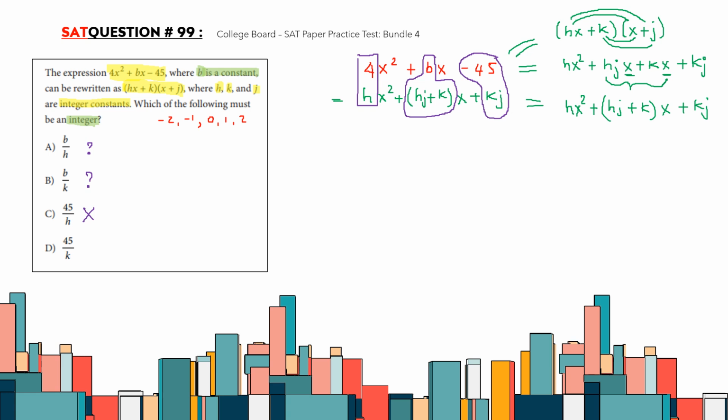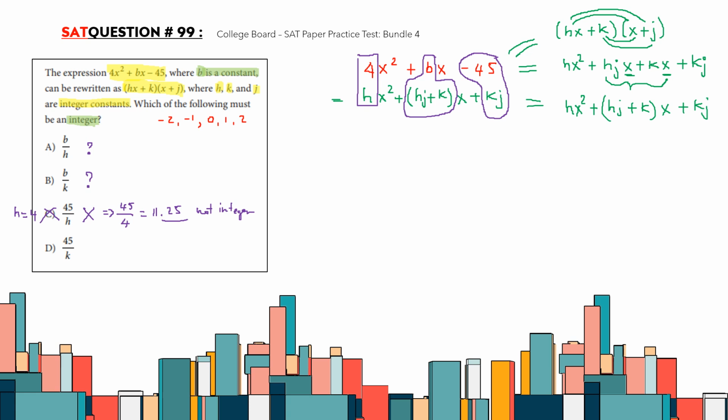How do we know that? We compare, right? Because h equals 4, 45 divided by 4 is not divisible. This is 11.25. So this is not an integer. It's a real number, but it's not an integer. So C is not the right answer, of course.